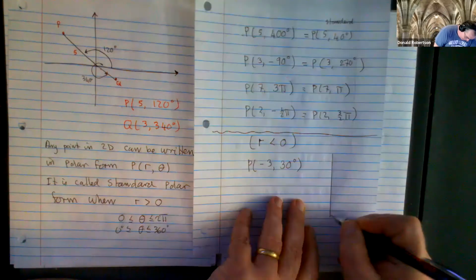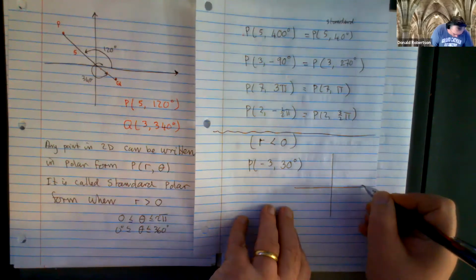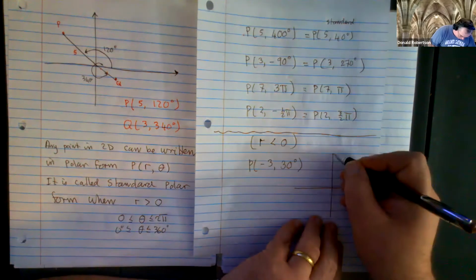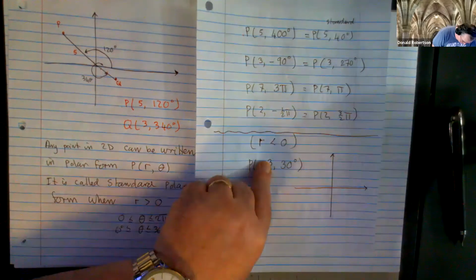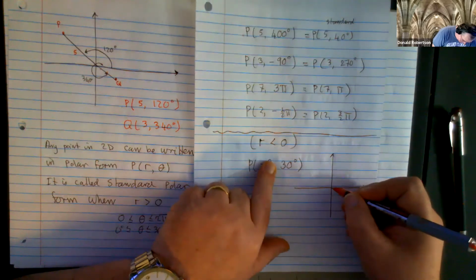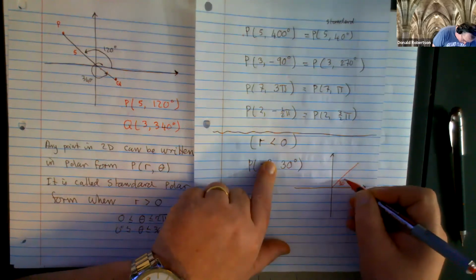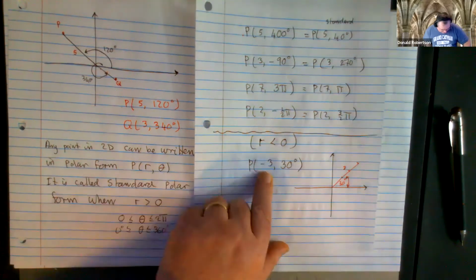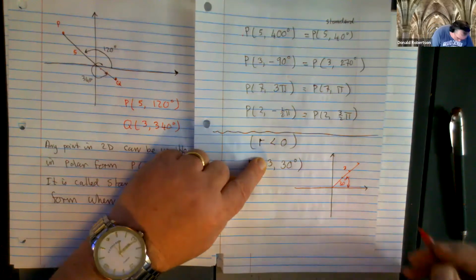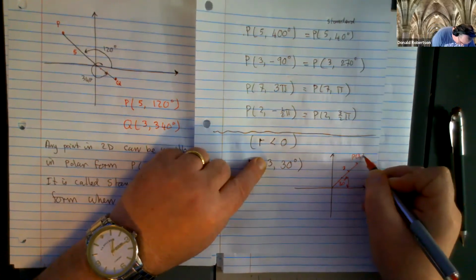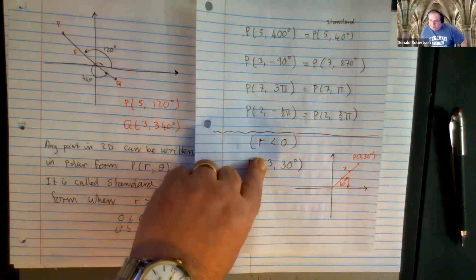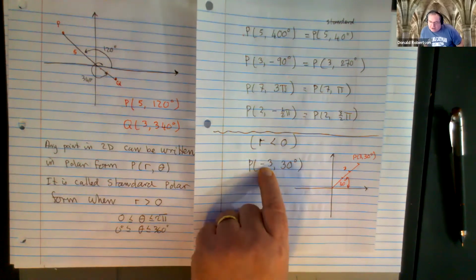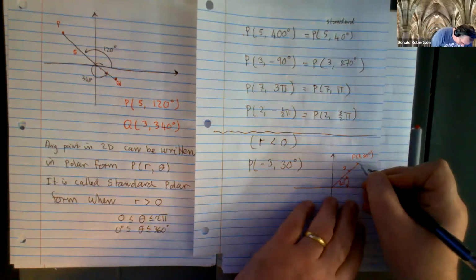Whenever you have a negative r value, in this case negative 3, first thing you do is draw the line with an angle of 30 degrees. And draw it so that it's 3 units long because that guy is 3 units. So essentially, I draw the point with these coordinates, which is the normal one. And then I have to interpret, what does that negative 3 do to this point?